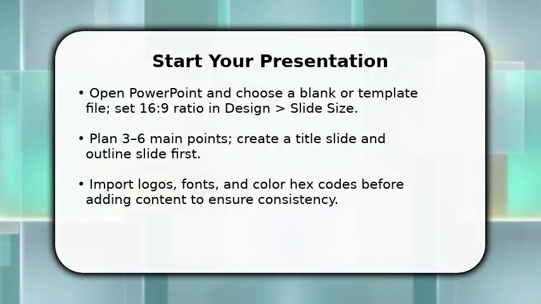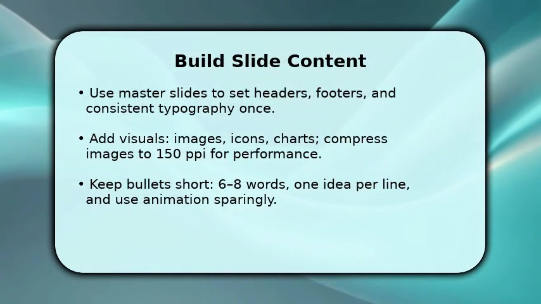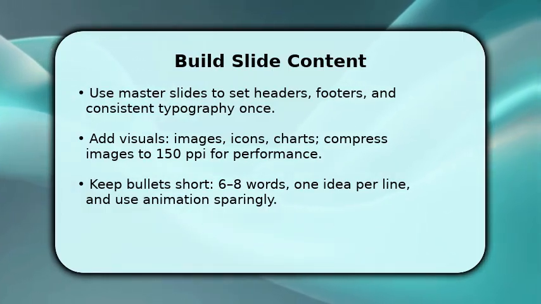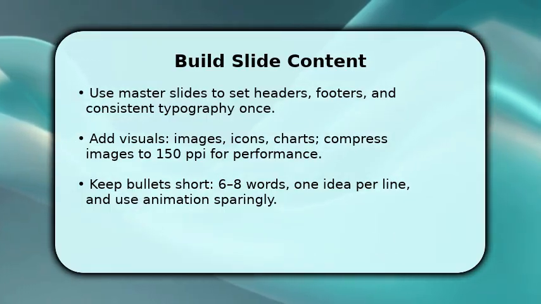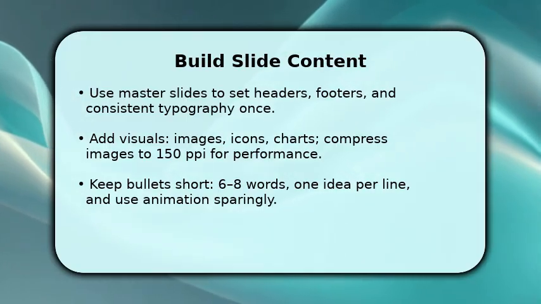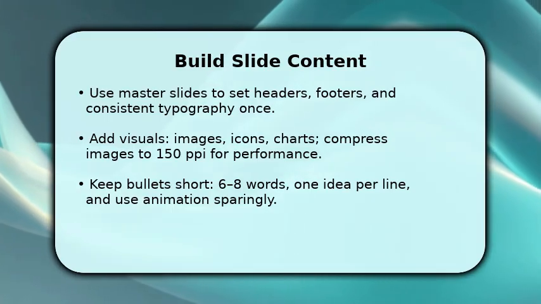Now focus on the middle work. Populate content using Slide Master so headers, footers, and typography are uniform across slides. Insert visuals, images, icons, or charts, and compress images to about 150 ppi to reduce file size while preserving clarity. When adding bullets, keep each line to a single idea, around 6 to 8 words, and avoid overcrowding.